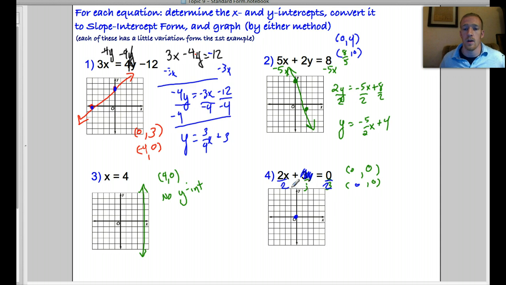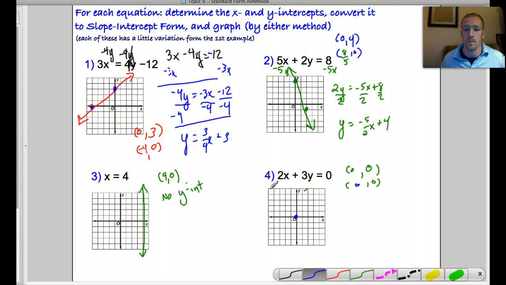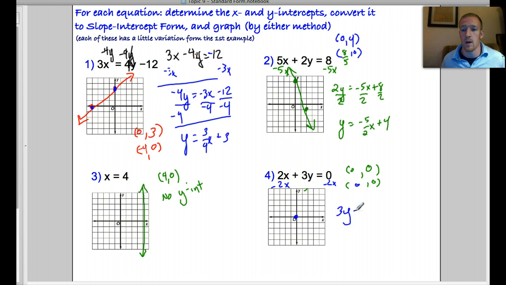So minus your 2x. And we get 3y equals negative 2x. Divide by 3. So I have y equals negative 2/3 x. So my intercept is here, and then down 2 over 3, or continue the pattern up 2, back 3. All right, so that's all that you have to do.